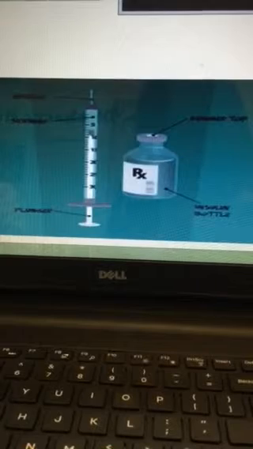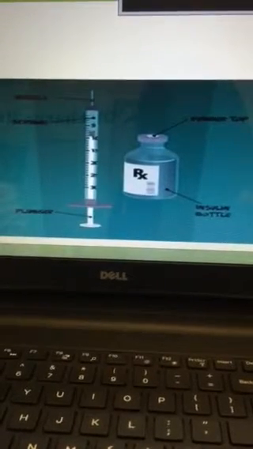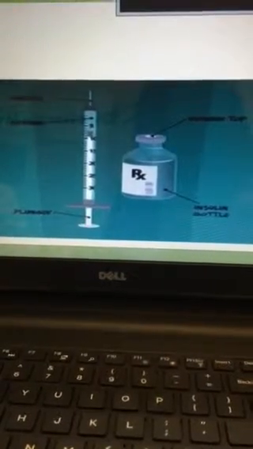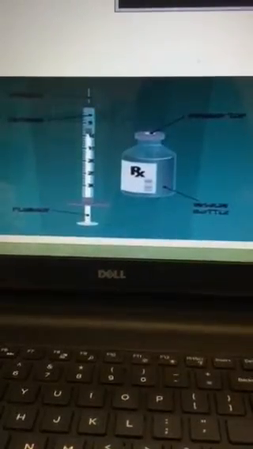This diagram shows a syringe. You have the syringe, the needle, the plunger, and a medication vial.